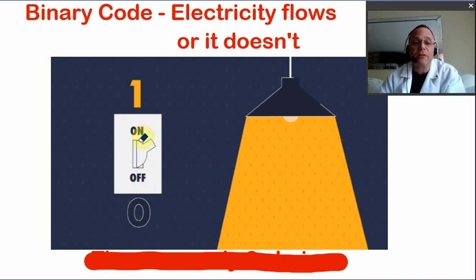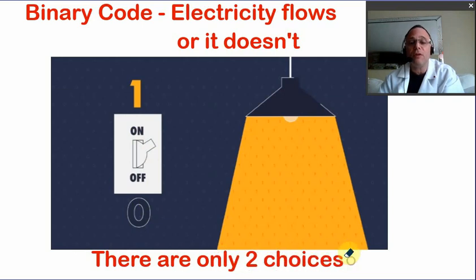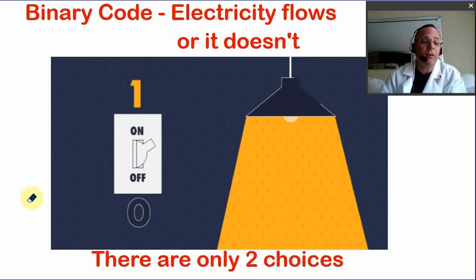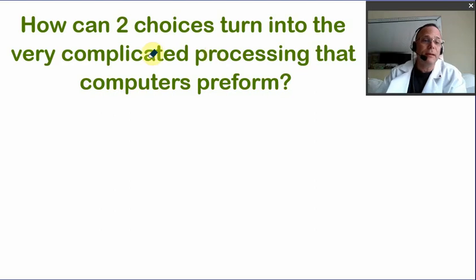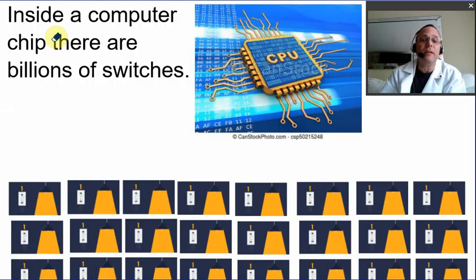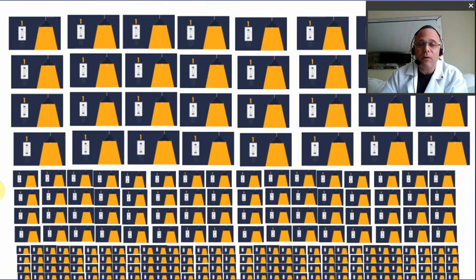Well, just like a switch, it could flip to the 1 or the 0, and either electricity flows or it doesn't. There are only 2 choices. It's either on or it is off. All right, so how can 2 choices turn into a very complicated processing computer platform? Well, this one's going to take a little while. There it is. So inside a computer chip, there are billions of switches. So instead of just one of those switches, there are billions.